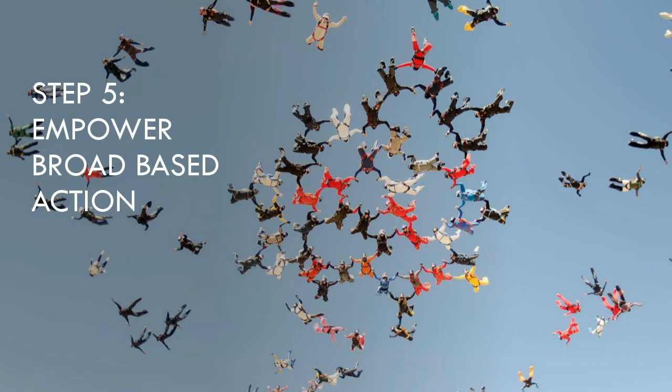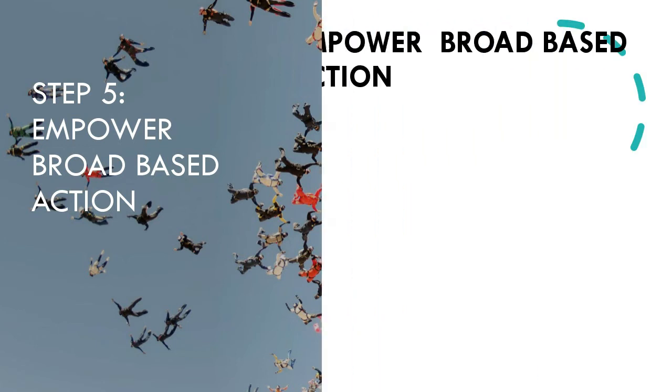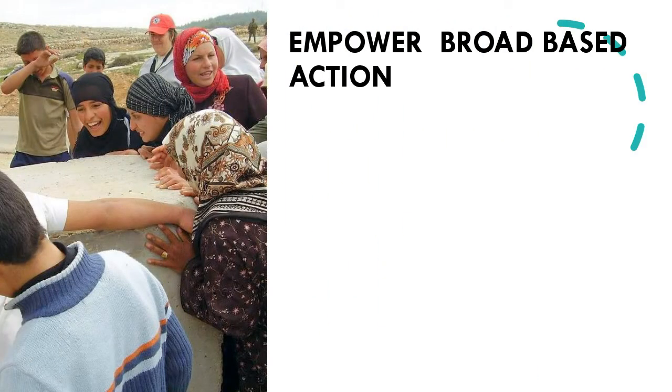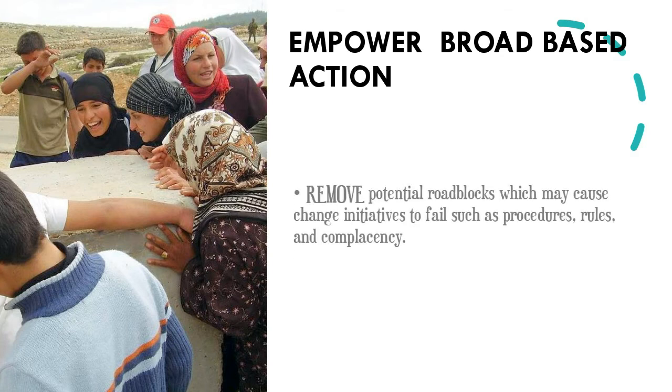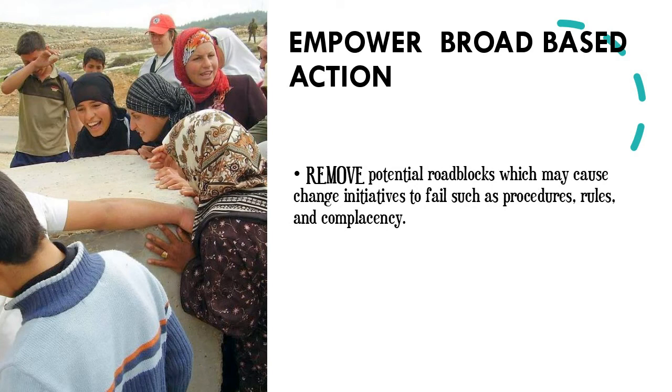Step 5. Empower broad-based action. Remove potential roadblocks to change initiatives. In order to remove these barriers, you must first be able to identify them. These may include rules, procedures, being complacent, or commonly accepted statements such as, "That is how things are done."